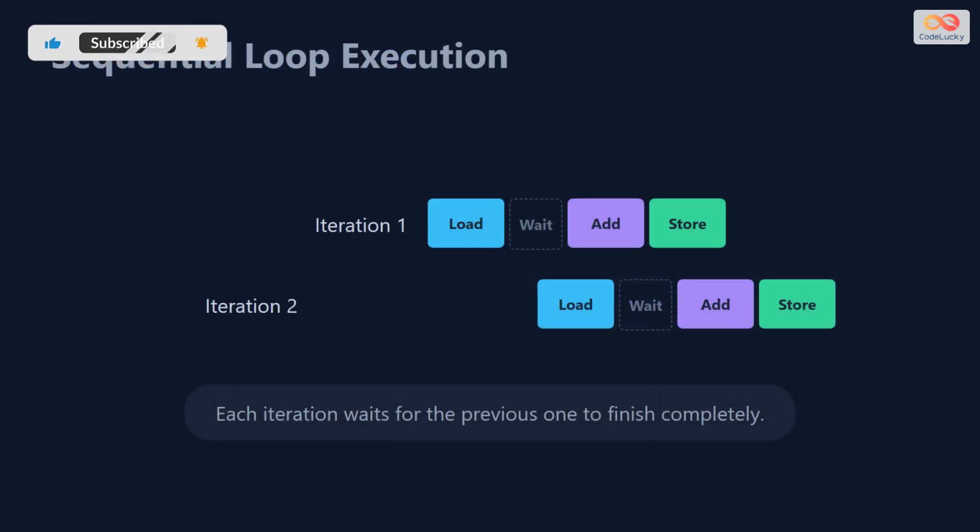In a standard sequential execution, the processor completes one full iteration of a loop before starting the next. It loads, waits, adds, and stores. Then it repeats. That waiting period in the middle is an inefficiency we want to eliminate.